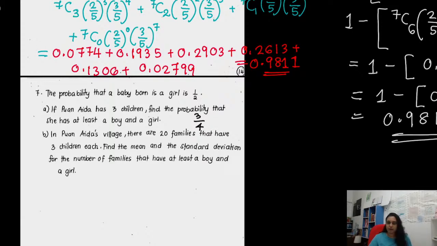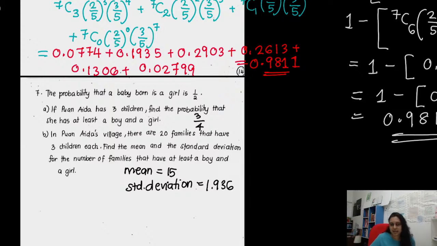Okay. And soalan B, you will get the mean. Okay, mean akan dapat 15. Standard deviation, sisihan piawai akan dapat 1.936. This should be the answers lah. So, do give a try.